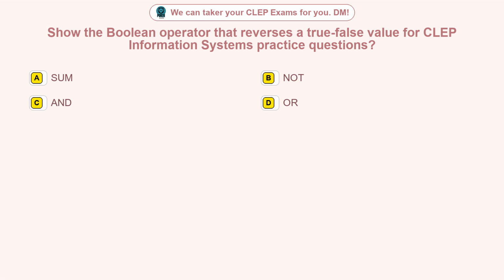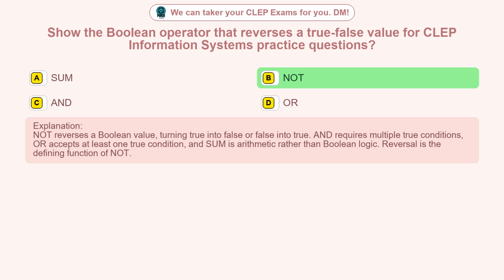Question 83. Show the Boolean operator that reverses a true-false value for CLEP Information Systems practice questions. Option A. Some. Option B. Not. Option C. AND. Option D. OR. The correct answer is option B, NOT. NOT reverses a Boolean value, turning true into false or false into true. AND requires multiple true conditions, OR accepts at least one true condition, and SOME is arithmetic rather than Boolean logic. Reversal is the defining function of NOT.